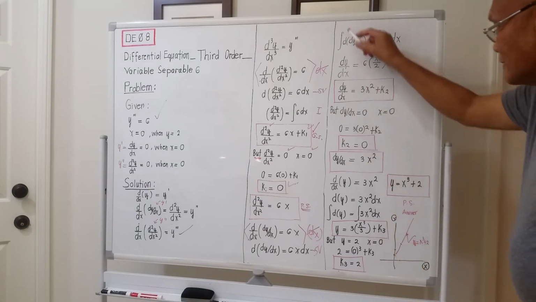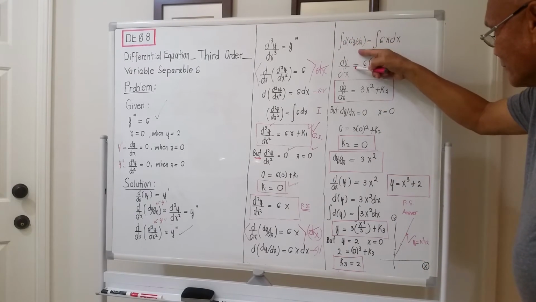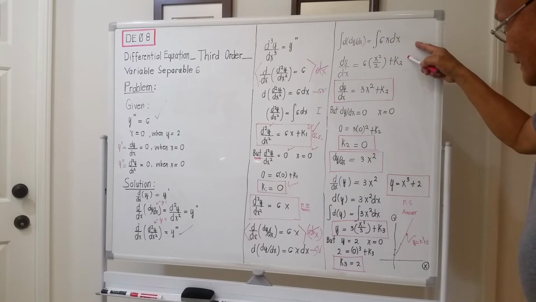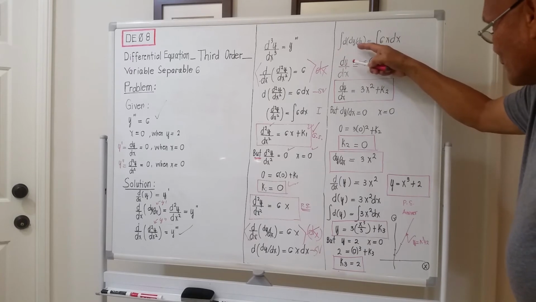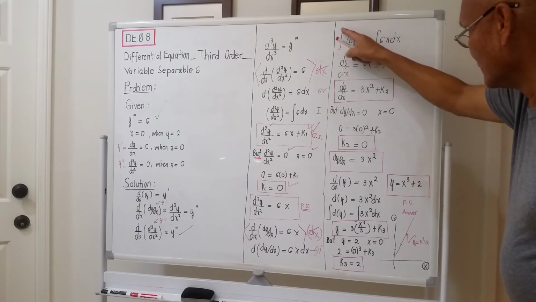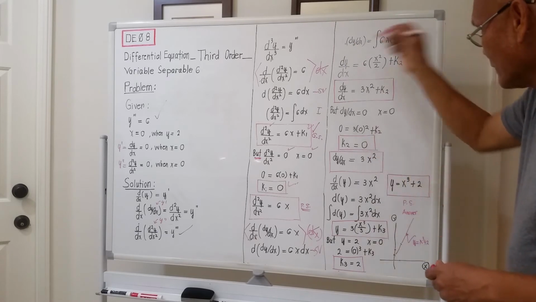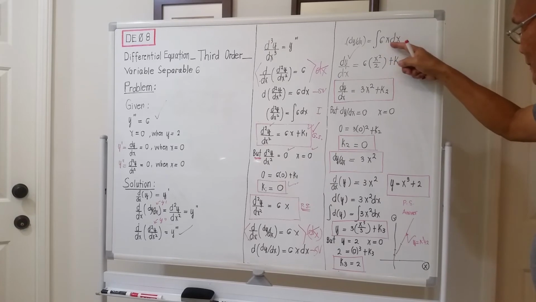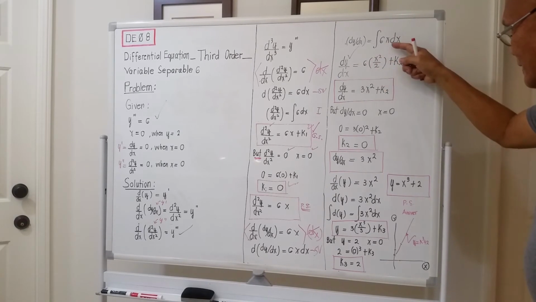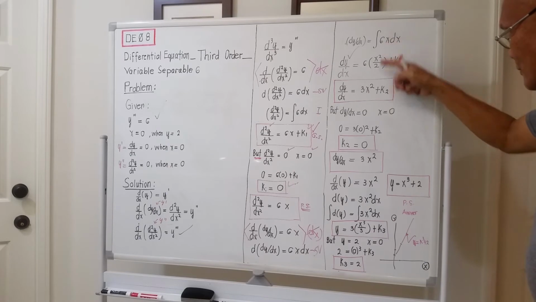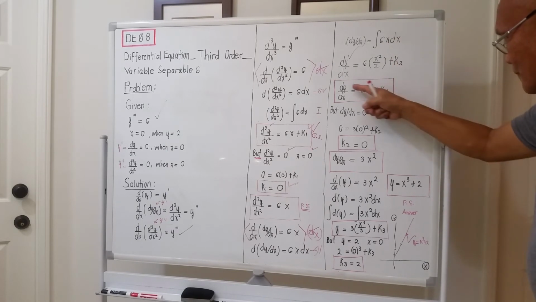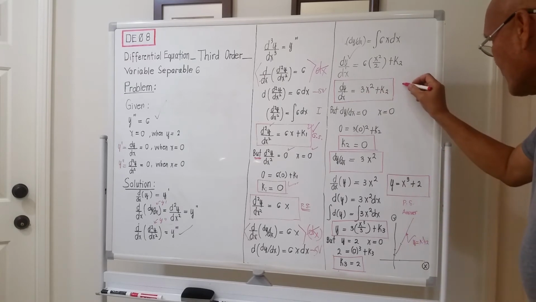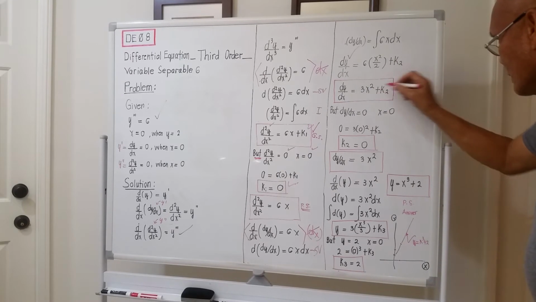Integrating both sides. The integral of the differential of the first derivative equals the integral of the right hand side, which is 6x dx. The integral of the differential of the first derivative will cancel out. What will remain on the left will be dy/dx equal to constant times a function. We bring it out. The integral of x dx, power formula, x squared over 2 plus k2. Therefore, dy/dx equals 3x squared plus k2. This is now the general solution for the first derivative.